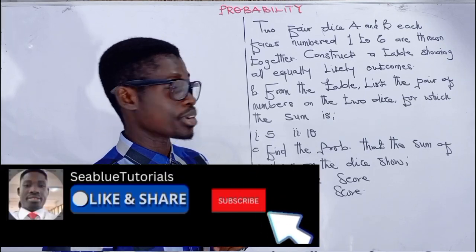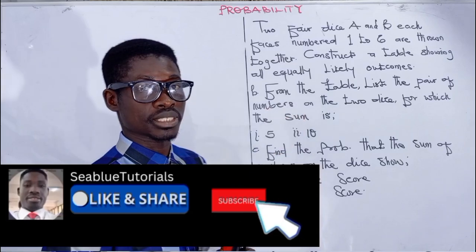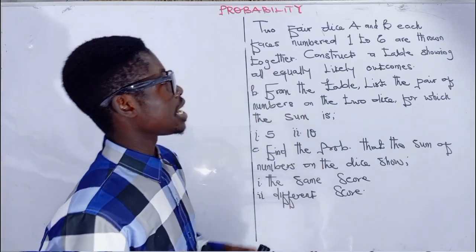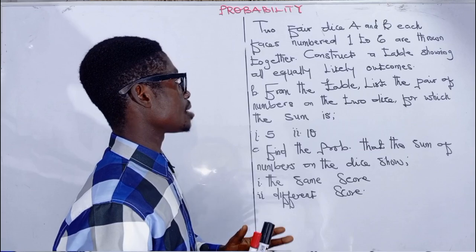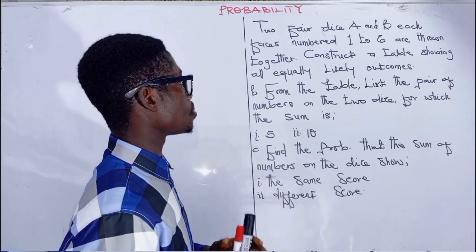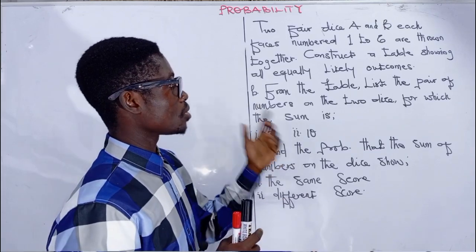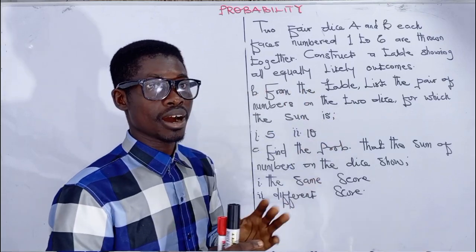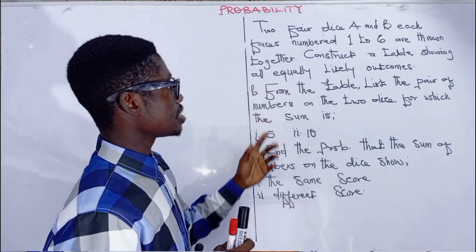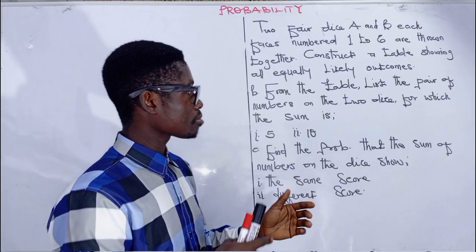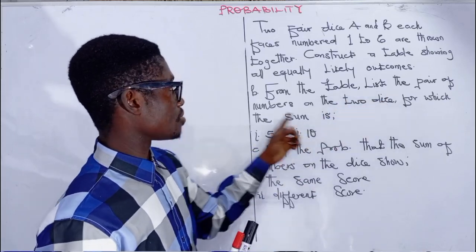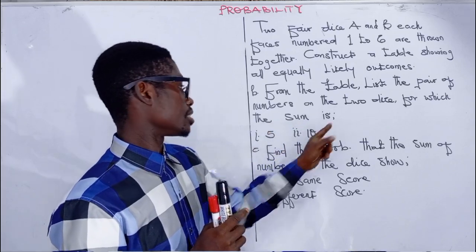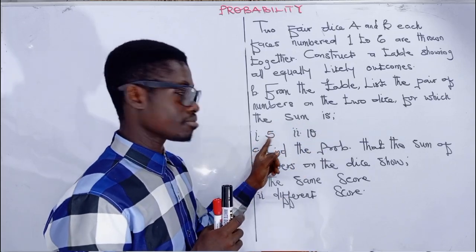So in this video tutorial, we want to look at this particular question on the board. So let's read it together. Two fair dice A and B, each faces numbered 1 to 6 are thrown together. We want to construct a table showing all the equally likely outcomes. And then B, from the table that we have drawn, we want to list the pairs of numbers on the two dice for which the sum is 5.